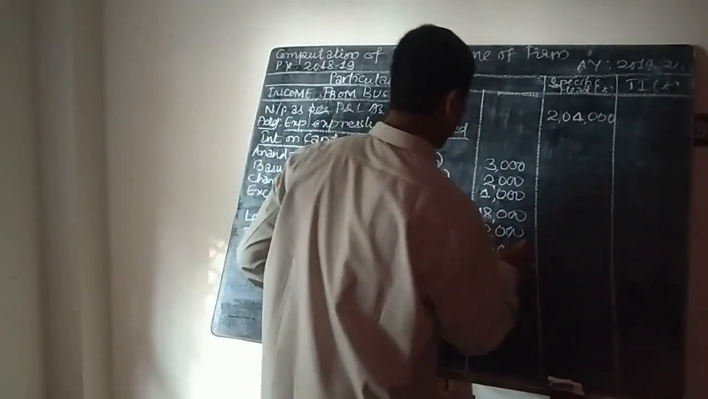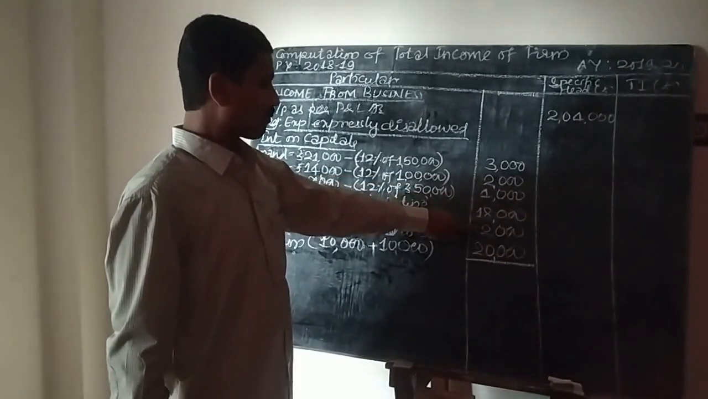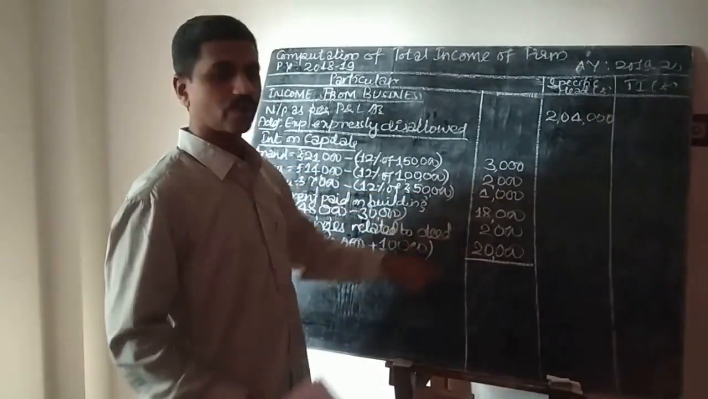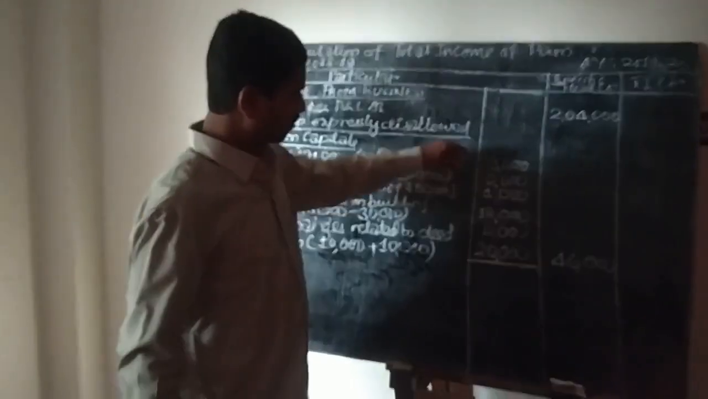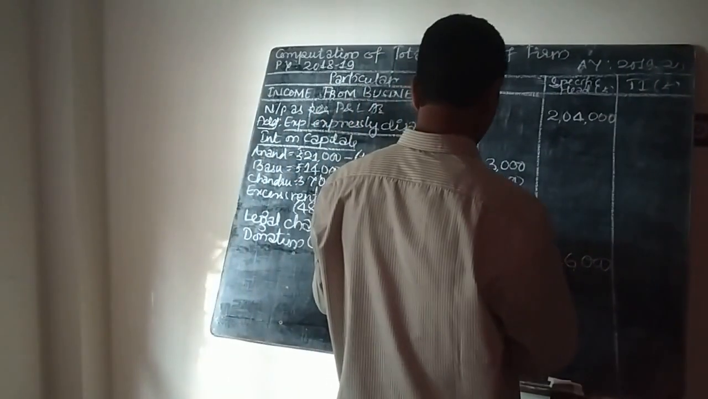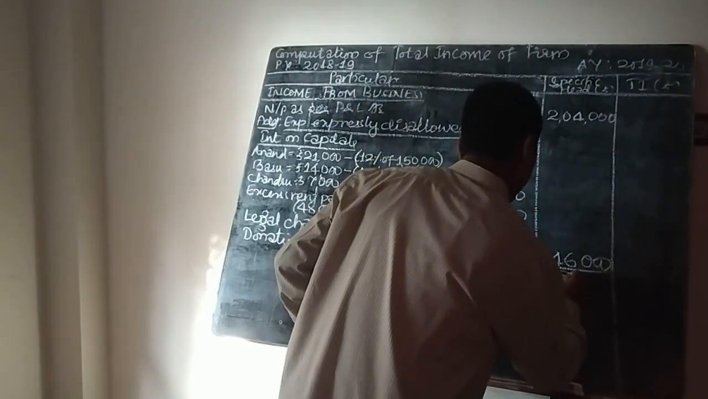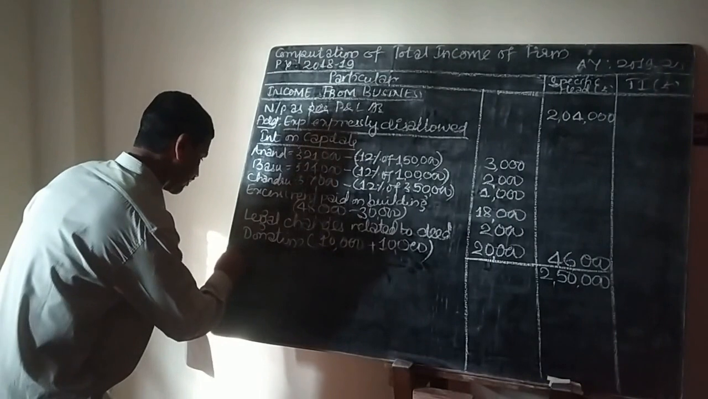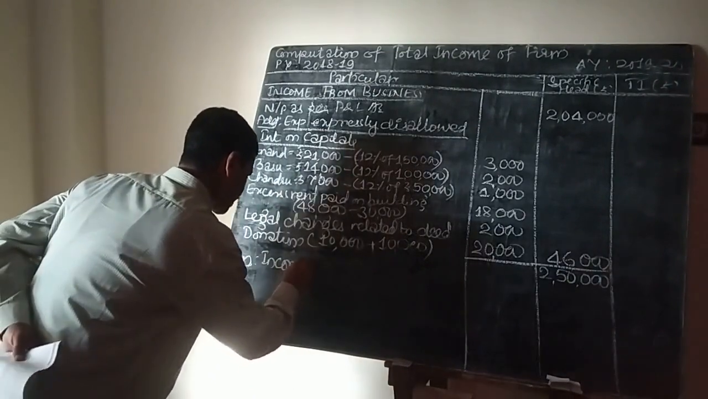Now let us take the total of this. 3 plus 2 is 5, plus 1 is 6, 6 plus 18 is 24, 24 plus 2 is 26, 26 plus 20 is 46,000. So when you take the total, you get 2,50,000. From this we shall now deduct incomes chargeable under other heads.